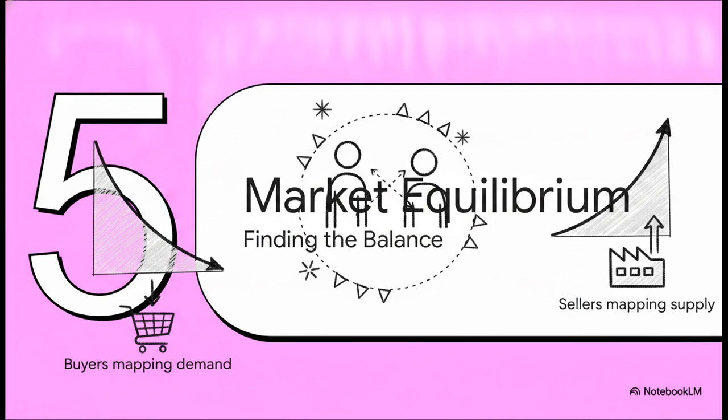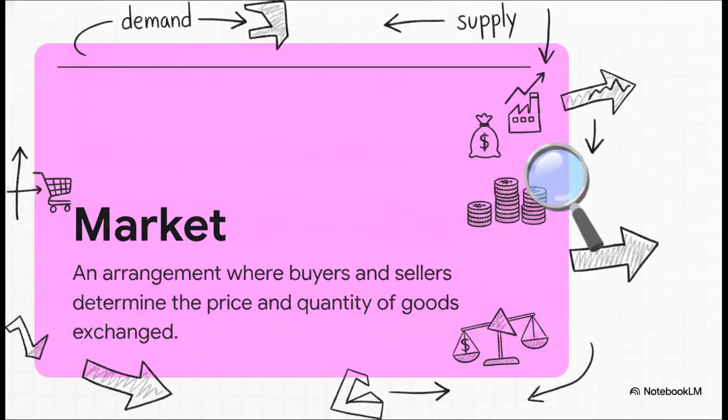We have our 2 building blocks: buyers mapping downward, sellers mapping upward. It's finally time to bring them into the same arena. Now, a market isn't necessarily a physical place. It's simply the battleground, any arrangement where these 2 opposing forces negotiate to find a common ground on price and quantity. It's where Sophie's demand and Gela's supply finally collide.